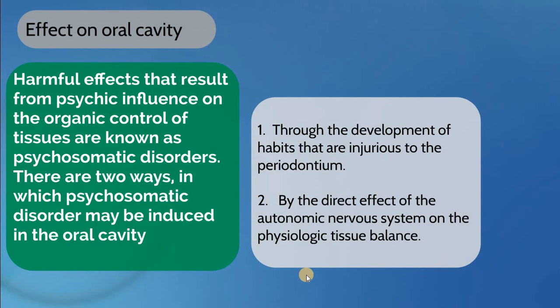Effect on the oral cavity. The effect of stress on the oral cavity results from a psychic influence on the organic control of the tissue, which is known as psychosomatic disorders. It will show itself in two ways: through the development of habits that are injurious to the periodontium. For example, a stressed person may have bad habits like nail biting, pencil biting, or grinding of the teeth in case of bruxism or clenching, or by the direct effect of the autonomic nervous system on the physiologic tissue balances through secreting cytokines and pro-inflammatory mediators like tumor necrosis factor, prostaglandin, etc., which will in turn lead to periodontal destruction.